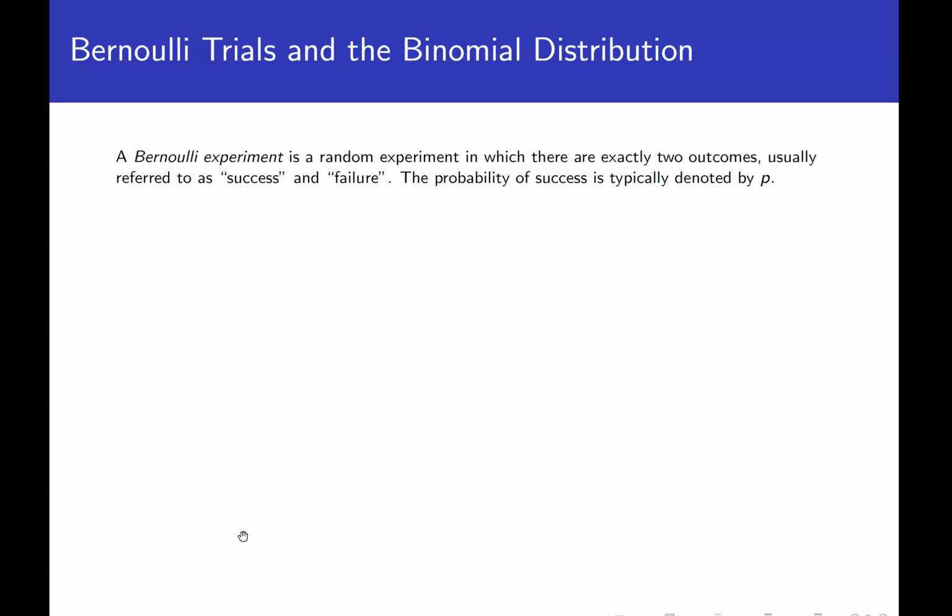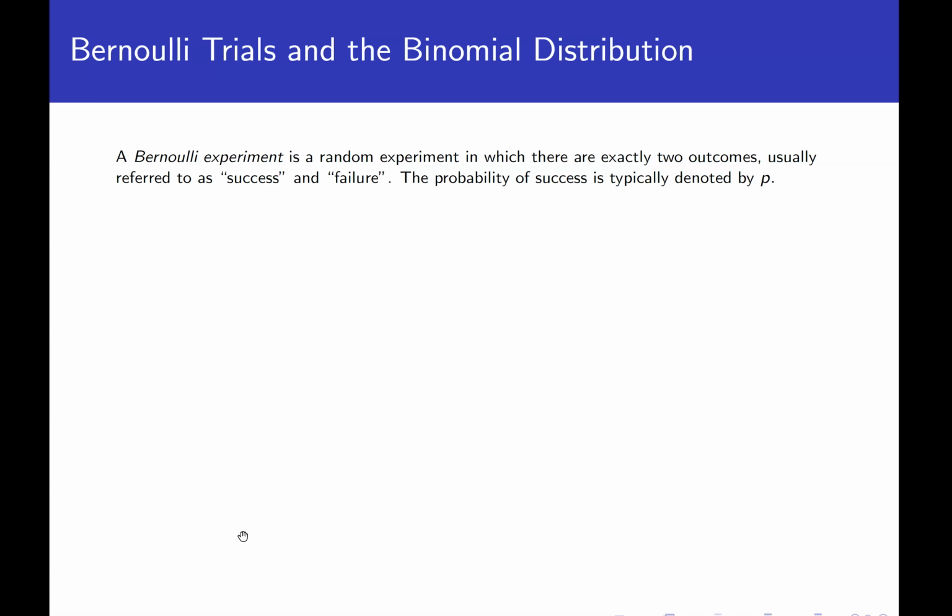So the first one we're going to talk about in depth here is what's referred to as the binomial distribution. And to get to the binomial distribution, we need to talk about what Bernoulli trials are. So the first definition we have is what we refer to as a Bernoulli experiment. Again, a random experiment where there's only going to be two possible outcomes. Usually we refer to those outcomes as success and failure.